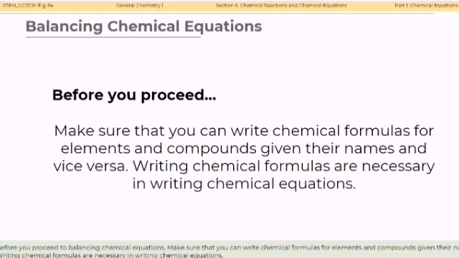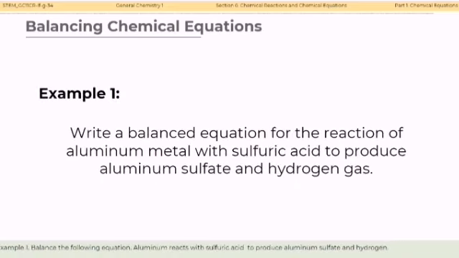Before you proceed to balancing chemical equations, make sure that you can write chemical formulas for elements and compounds given their names, because writing chemical formulas is necessary in writing chemical equations. So, your task is to recall your past lessons, and I know that you can do it. Let's have example number 1. Balance the following equation. Aluminum reacts with sulfuric acid to produce aluminum sulfate and hydrogen.